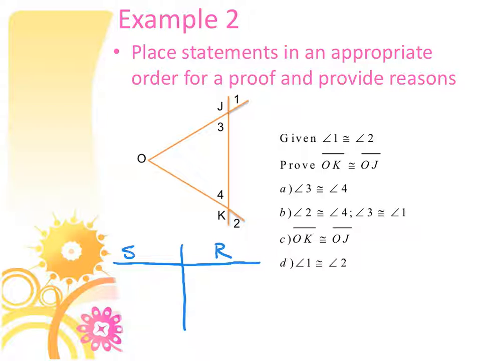Let's talk about the appropriate order. This is what they are given to me, and this is what I am trying to prove. So what is the very first thing I'm going to say out of A, B, C, and D?